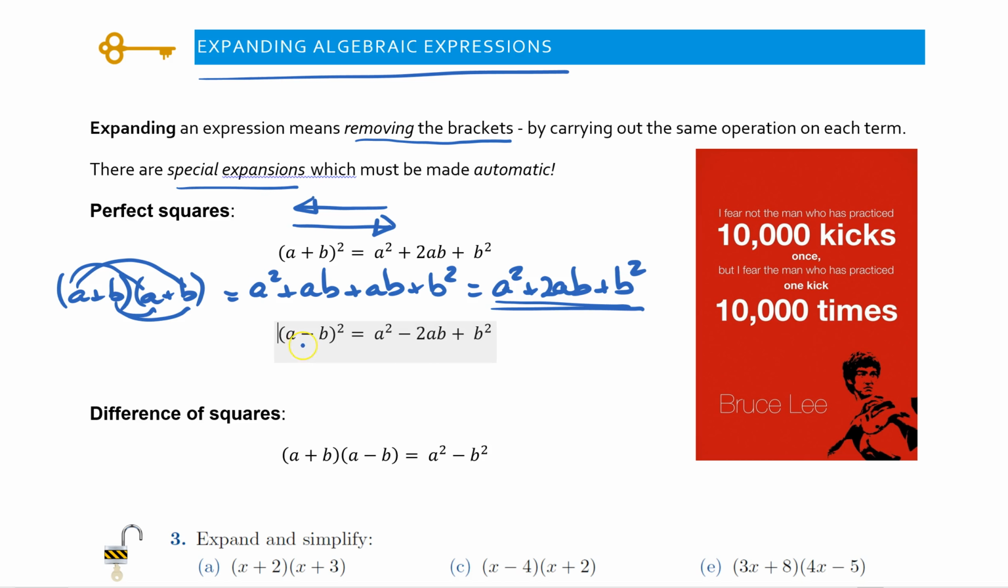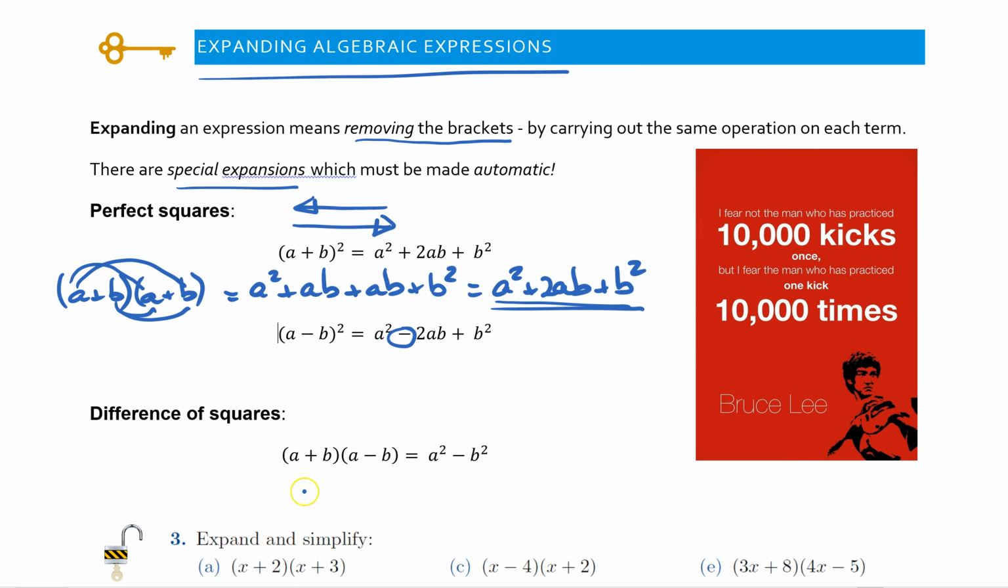Now we've got the same thing for a minus b all squared. The only difference is that we've got minus 2ab. Again, you can work it out as to why that's the only minus. There's not a minus here, but very quickly that has to become automatic. We've also got difference of squares. So if you check this one, a plus b times a minus b, then this is just a squared minus b squared. So subtle differences, don't mix them up.